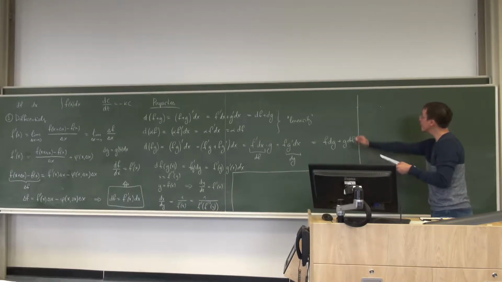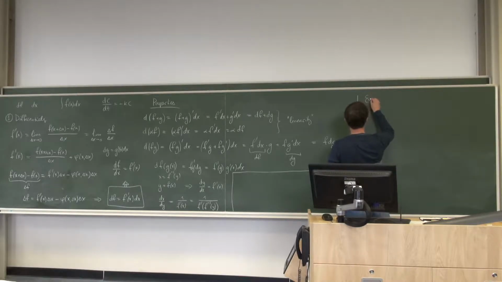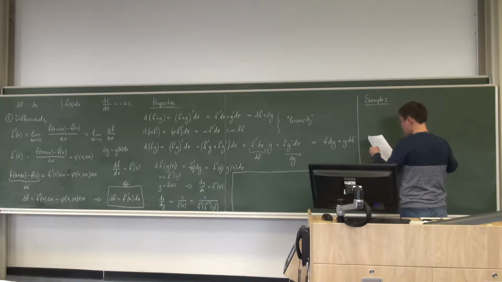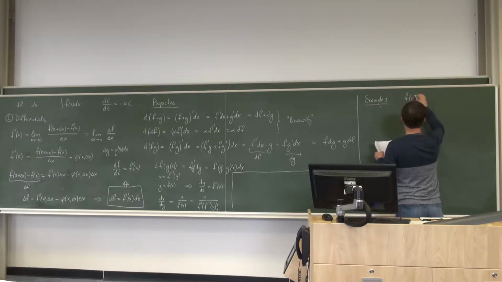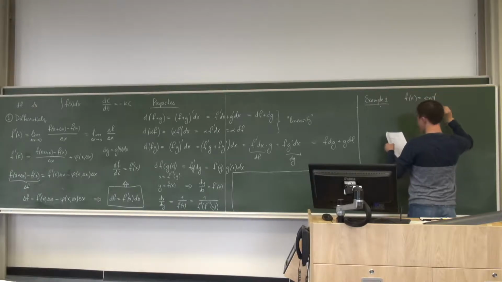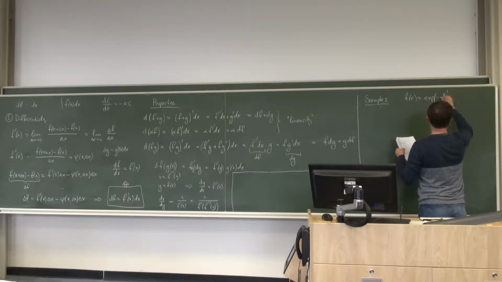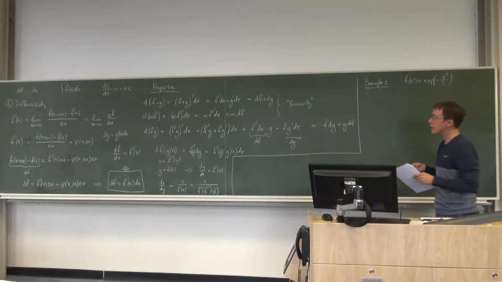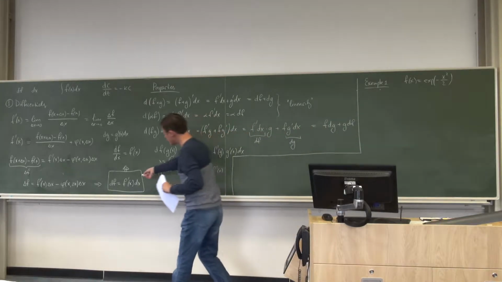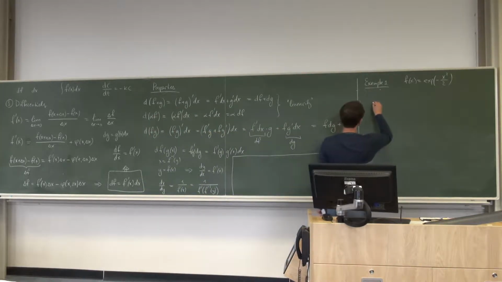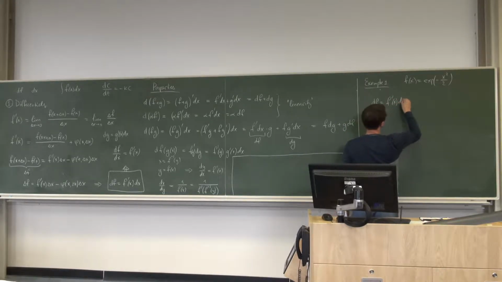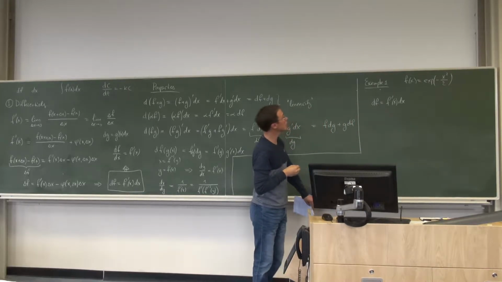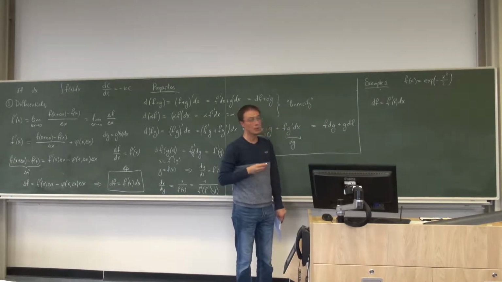And example 1 is to calculate just a differential of a simple function. So if we have f of x equals exponential of minus x squared over 2, simple Gaussian function. Okay, well, as per the definition here, df is f prime of x dx, and the only thing we need to do is exactly what you know how to do by now, that is to calculate the derivative.